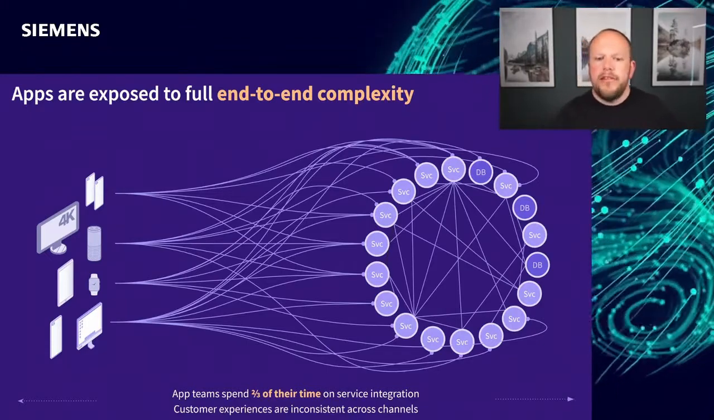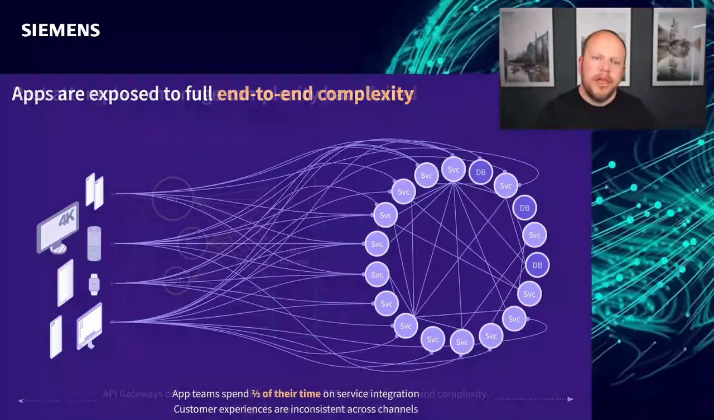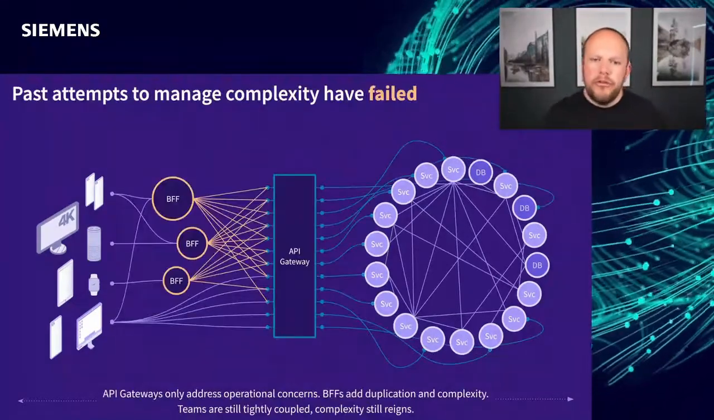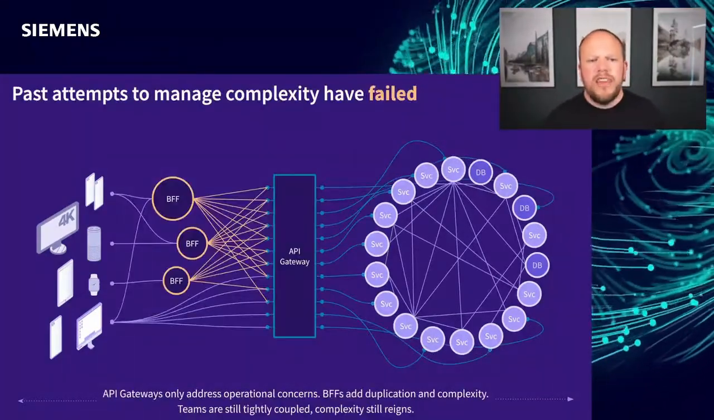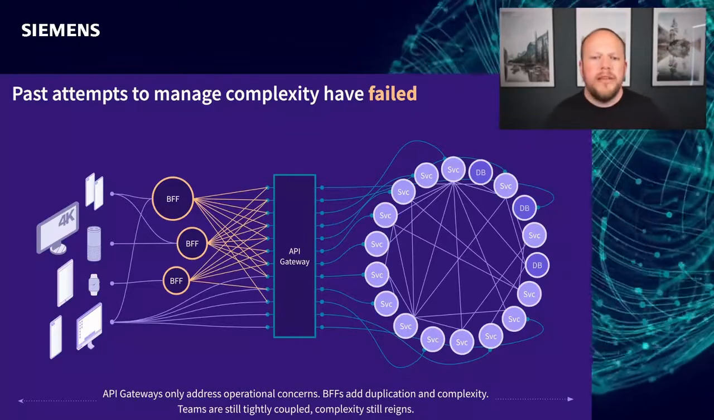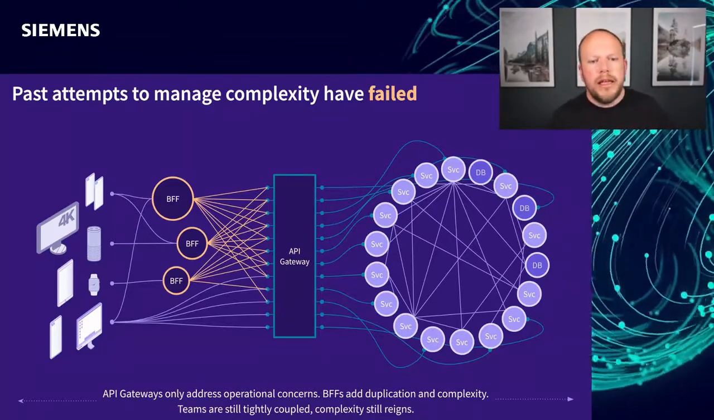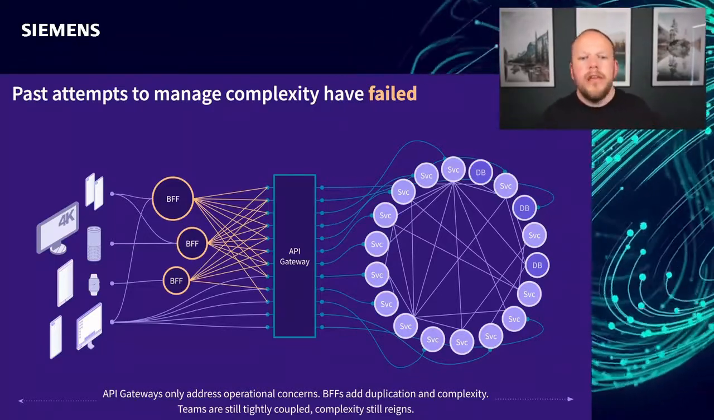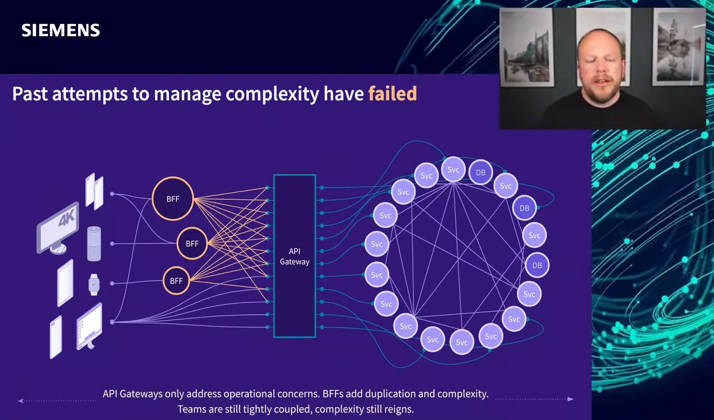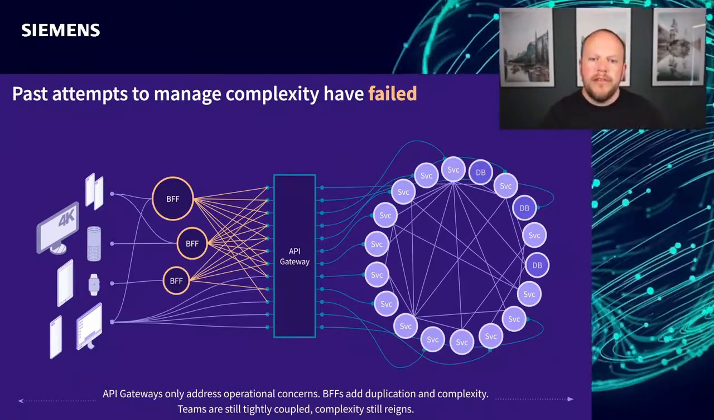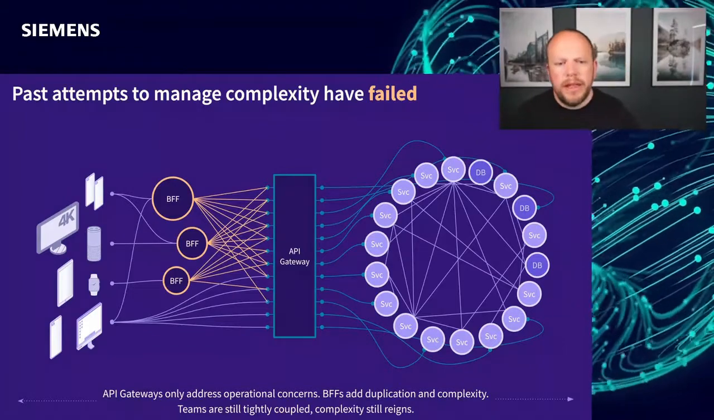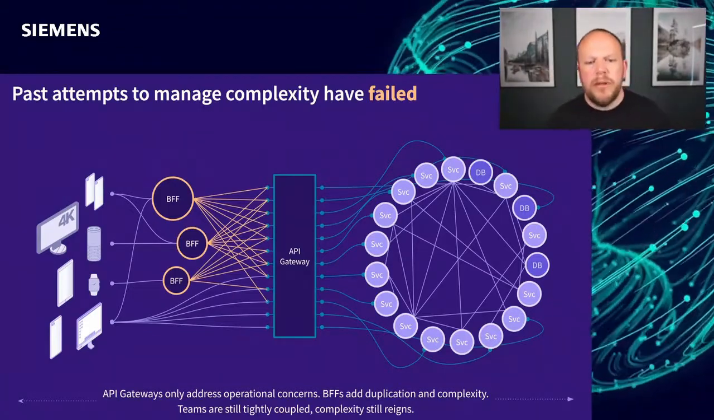So what have tech leaders done to try and address this challenge? Well, API gateways were introduced to address operational concerns, yet they do nothing to address the complexity that client apps are facing. BFFs, or backends for front ends, were introduced by product teams to provide a simpler API that was tuned for their needs, but they quickly became duplicated and fragmented and are their own source of complexity.